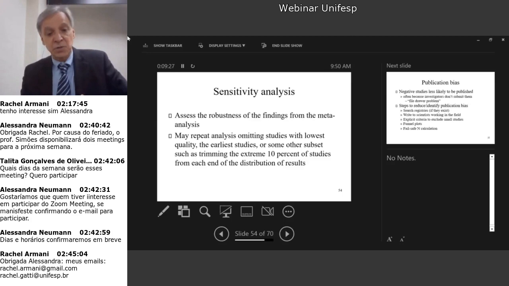With the meta-analysis, you start omitting studies that you consider to have some problem, and say, if I remove those 2 bad studies, how does my full estimate of the effect size change? Okay, that's a sensitivity analysis, such as trimming the extreme 10% of studies from each end of the distribution of results.